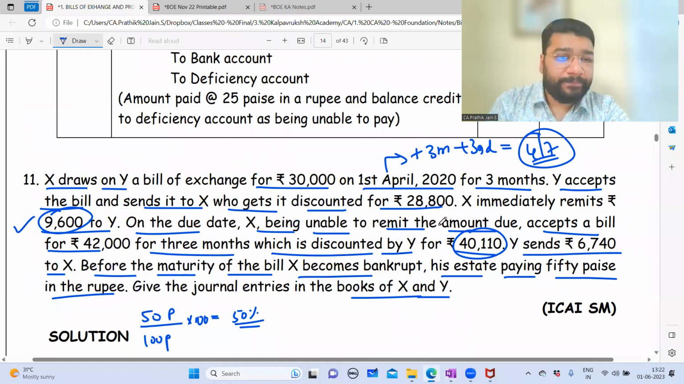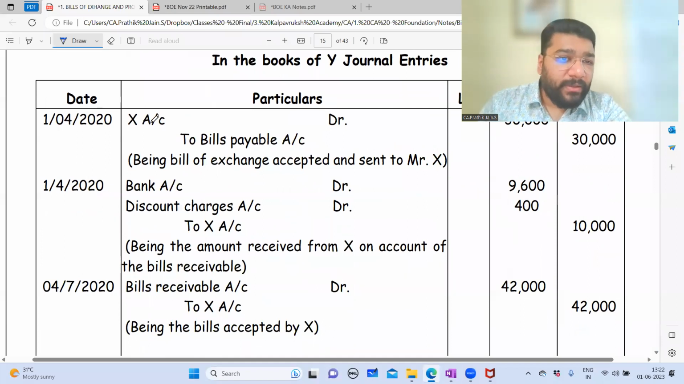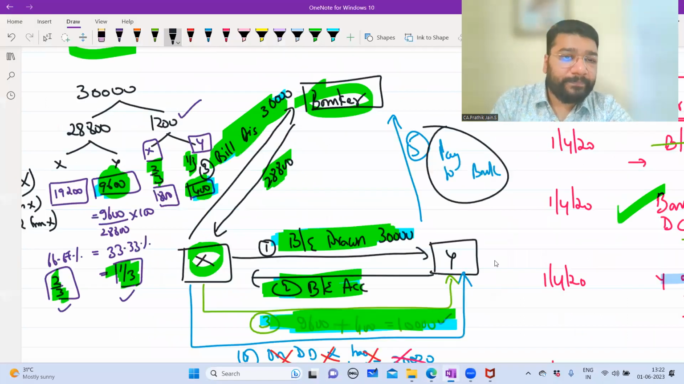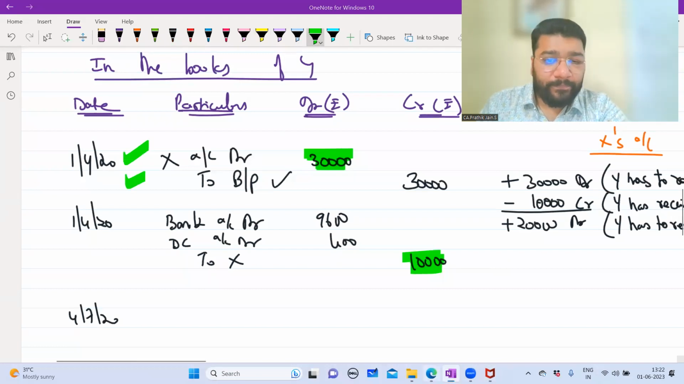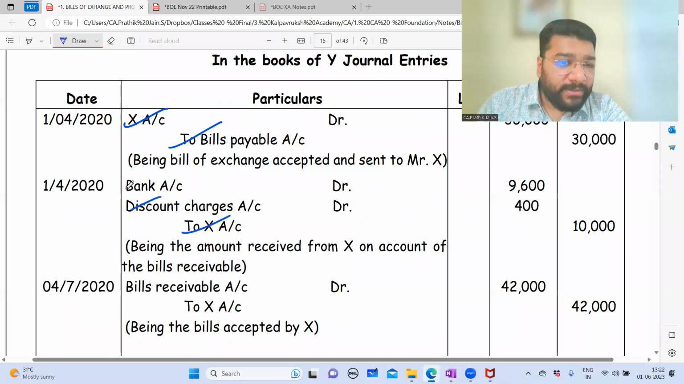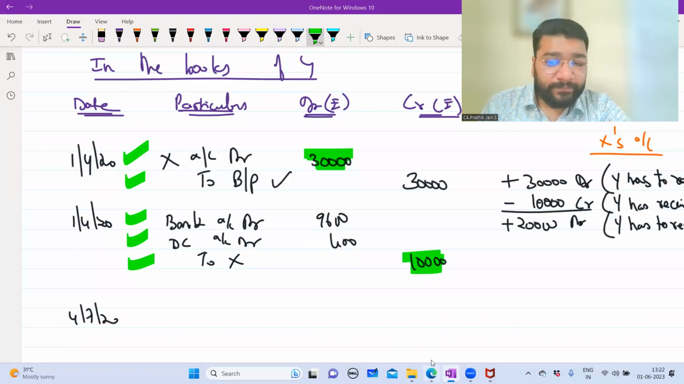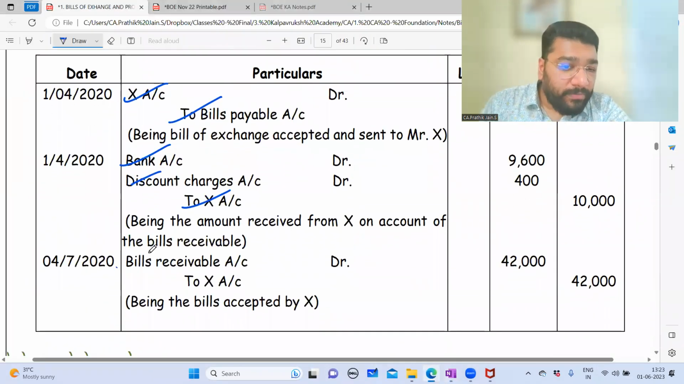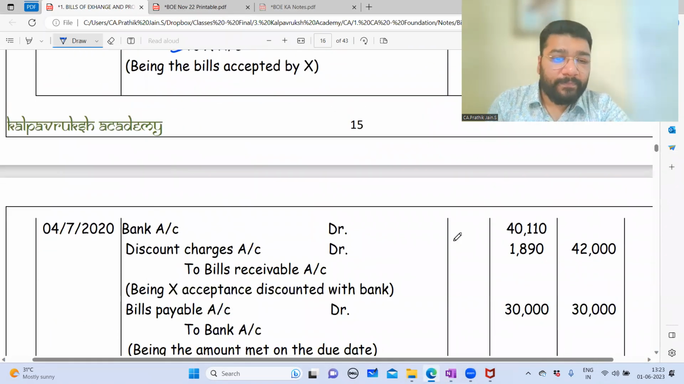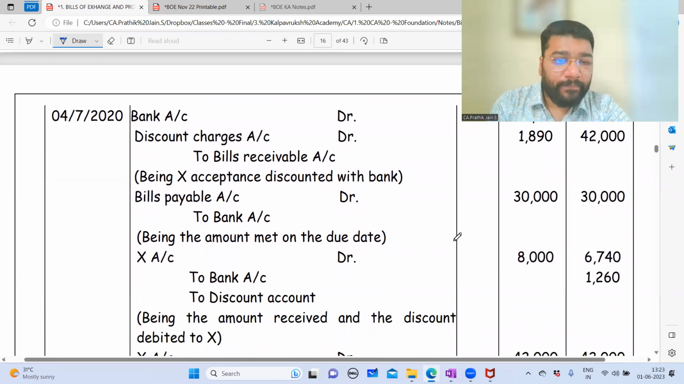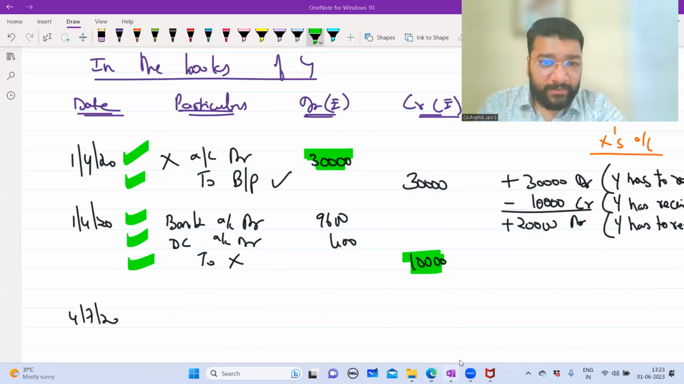So let's check. In books of Y, X account debit to bills payable. Bank discounting charges to X. Then bills receivable to X. Where is the payment entry? X after this is payable to bank. So one second.